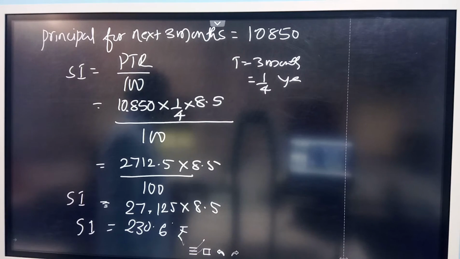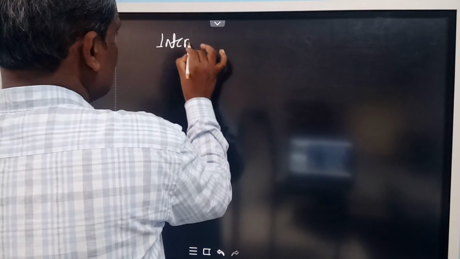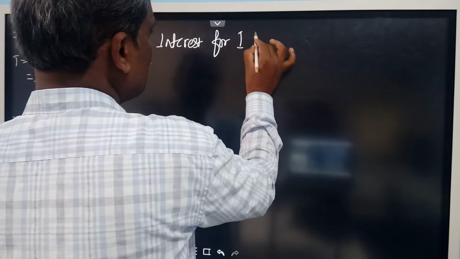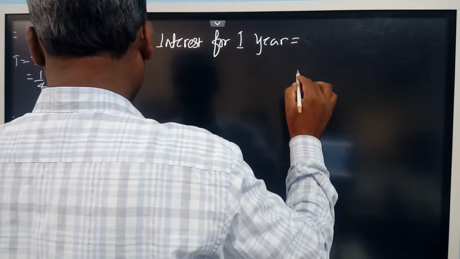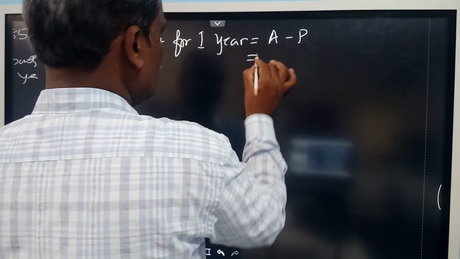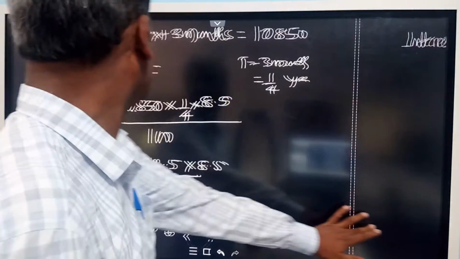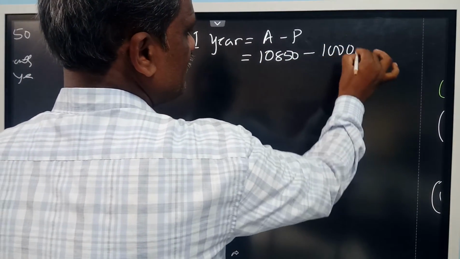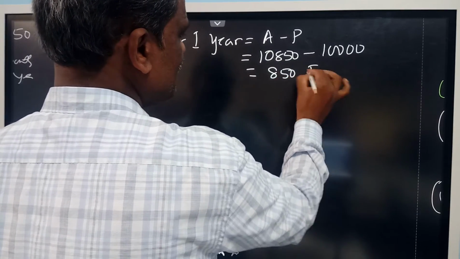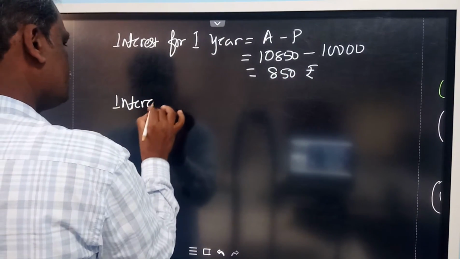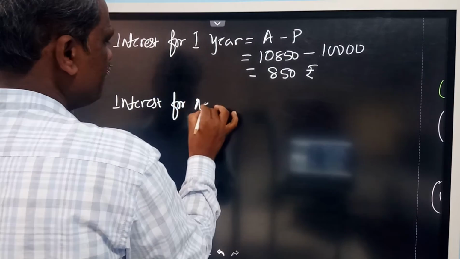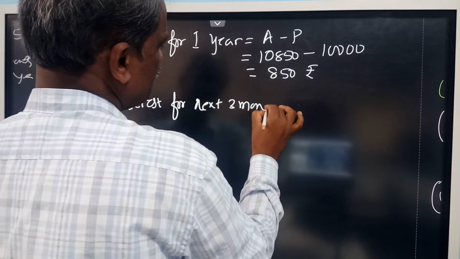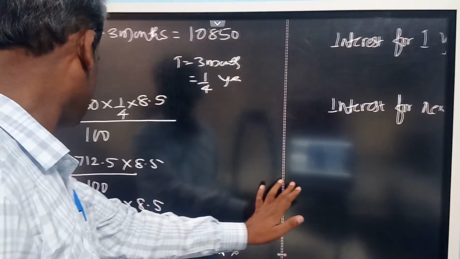Then again, this you got, add this one now. Interest for the first year, you know, 850 plus 230.6. Then what about the compound interest? Interest for the first year is equal to A minus P. So the amount we got in the first year is 10,850 minus the principal, which was 10,000. So you will get 850 rupees as the interest. So the interest for the next 3 months, what is that interest we got? 230.6.